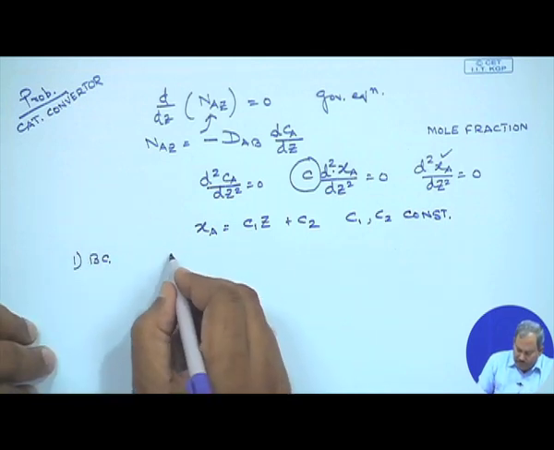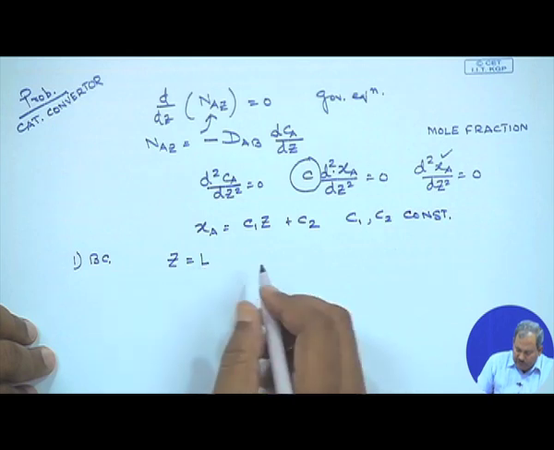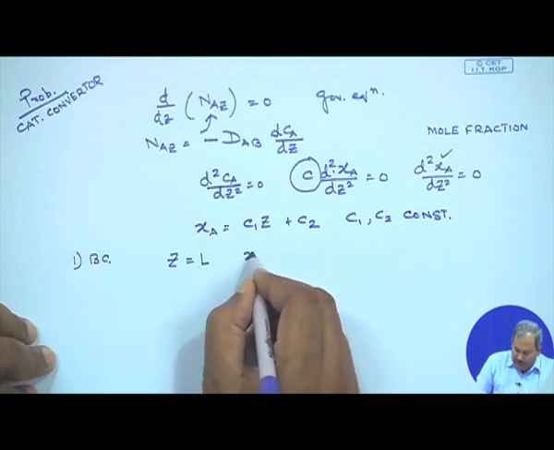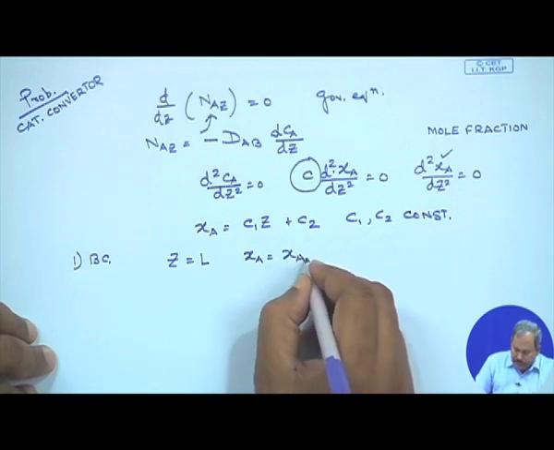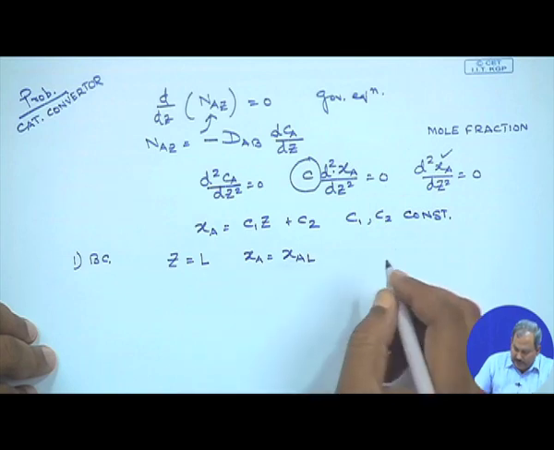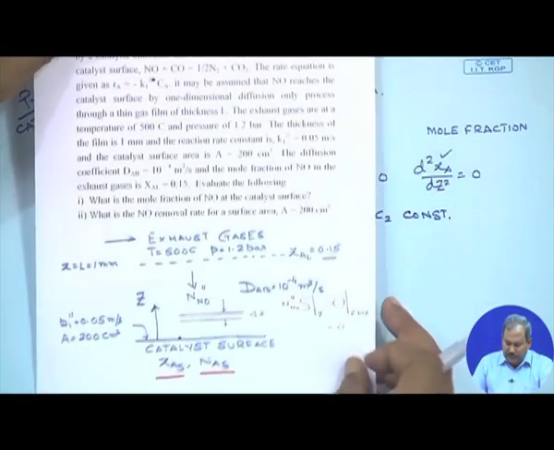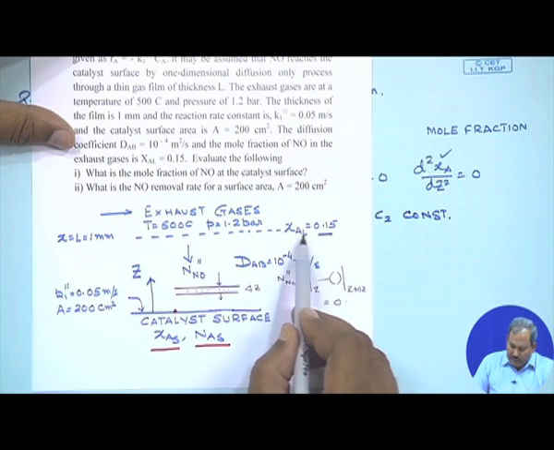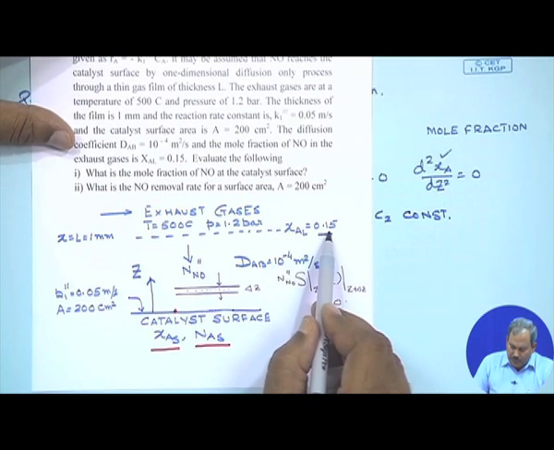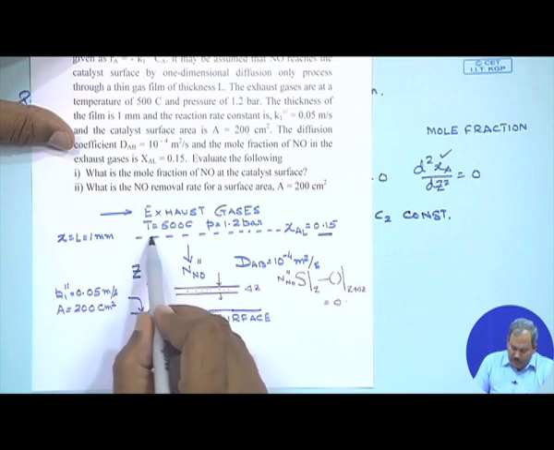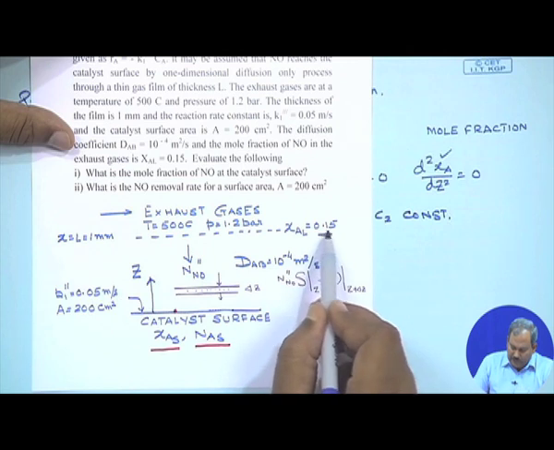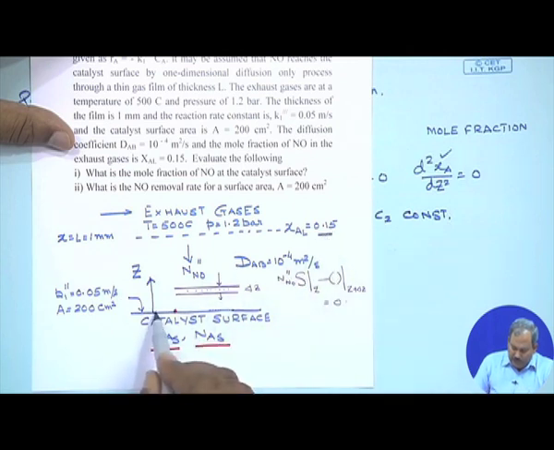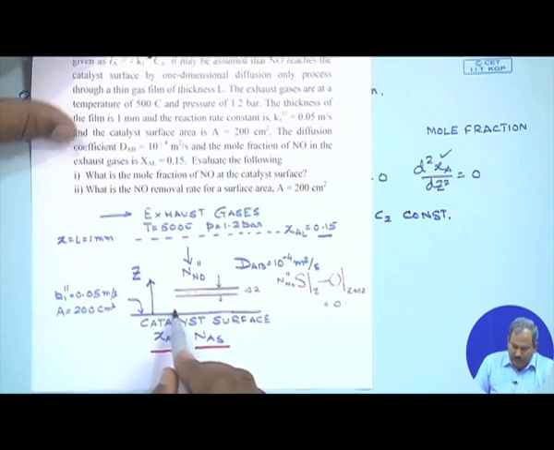So the first boundary condition is known concentration at a specific location: at z equals L, x_A is equal to x_AL, and if you look at this figure, the value of x_AL is provided and it's equal to 0.15. So I know that at one end of the stagnant film, the concentration of A is provided. That's the first boundary condition, and of course the second boundary condition would be the equality of diffusion rate and reaction rate on the catalyst surface.